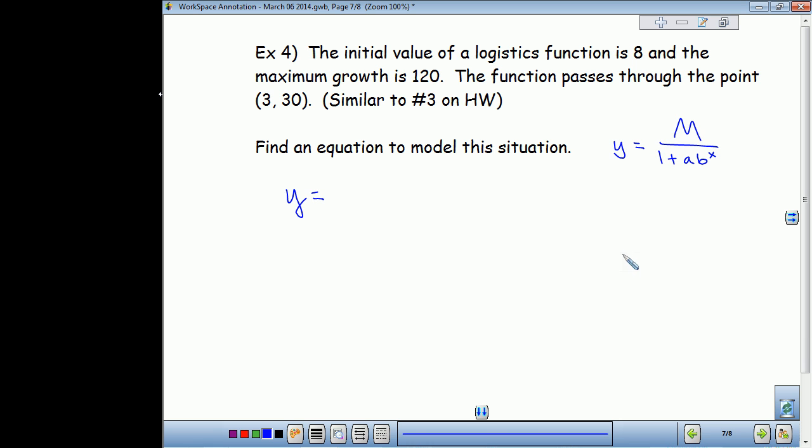Wait, what are we finding? You're finding A in example 4. How do you decide which of the equations to use? I always use the one that's easiest to manipulate. And in this case, it's this one. Get off his desk, stand up here.